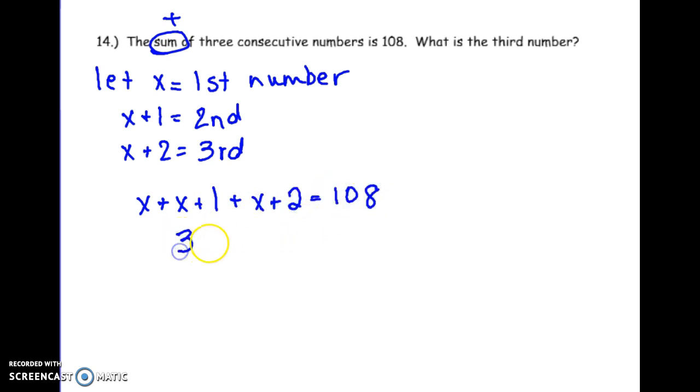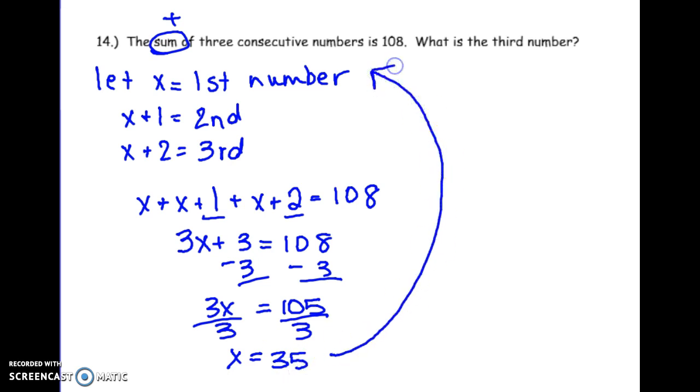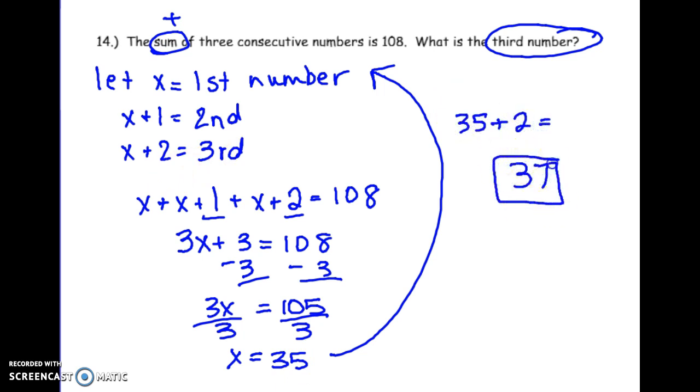Combining like terms, we'll get 3x plus 3, and that's going to be 108. So I'll subtract my 3 from both sides. 3x is equal to 105. When I divide by 3, I find out my x is equal to 35. But remember, I just found my first number right here. I'm looking for the third number. So the third number, we're actually going to take x, which is 35, and add 2. And our third number is equal to 37.